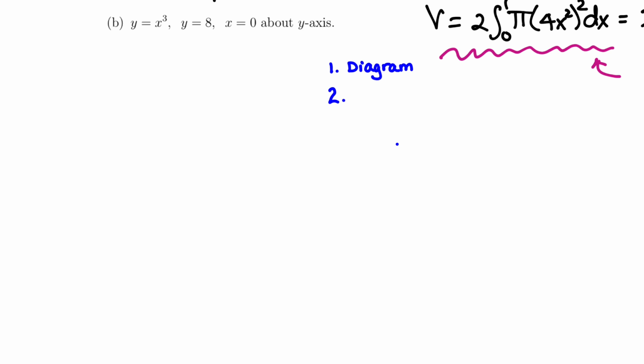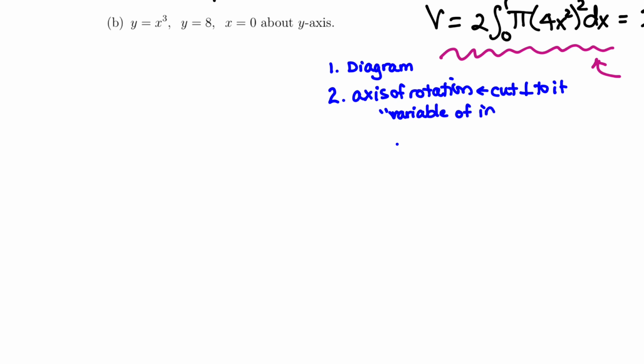Get your diagram, number two. Look at your axis of rotation. Because you cut perpendicular to it, that will define for you your variable of integration. So your axis of rotation, because you're cutting perpendicular to it, will give you your variable of integration. That should be the second thing you look at.